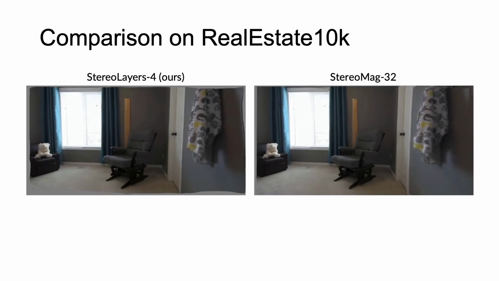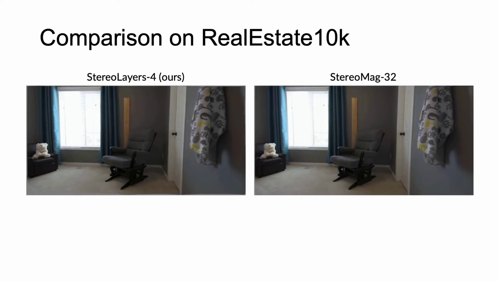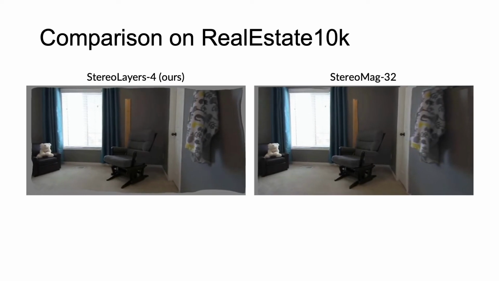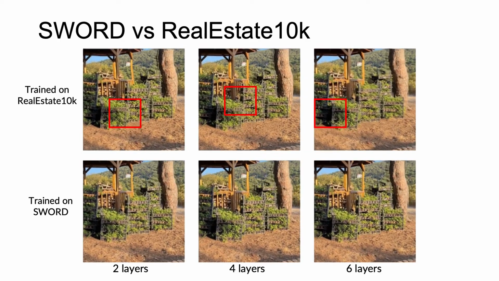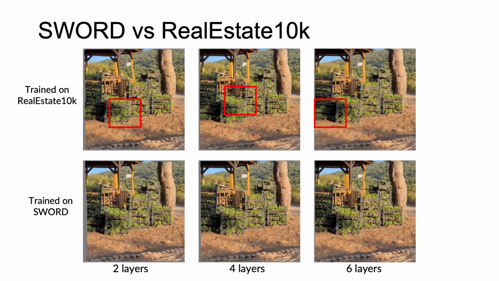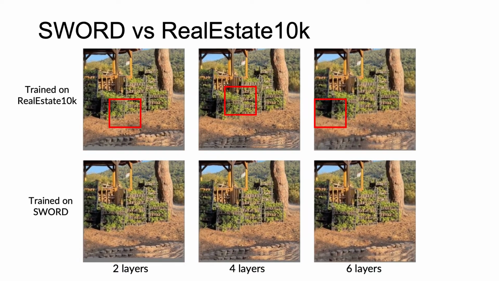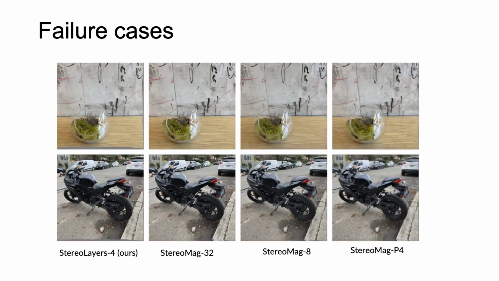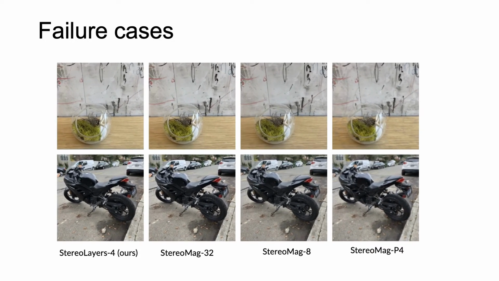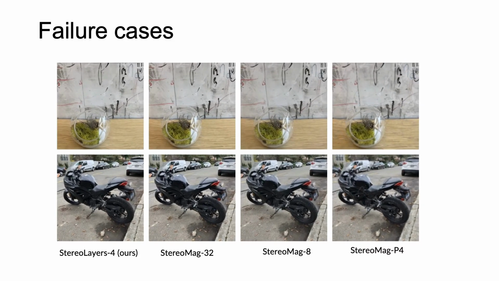Additionally, we demonstrate a comparison with StereoMag on the well-known Real Estate 10K dataset. In this slide, we compare 2 versions of our model. One was trained on our proposed dataset and the other one on the Real Estate 10K data. Here we show some failure cases. They can be attributed to a combination of the photometric complexity of the scene and an unlucky random choice of the input stereo pair.